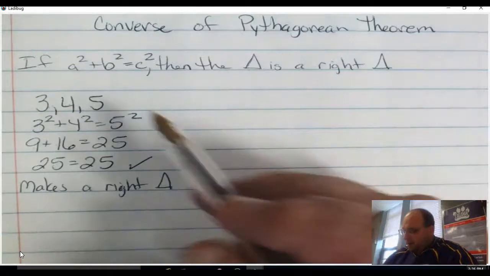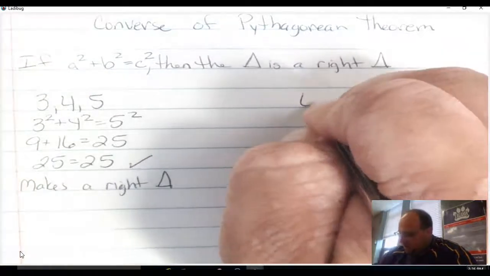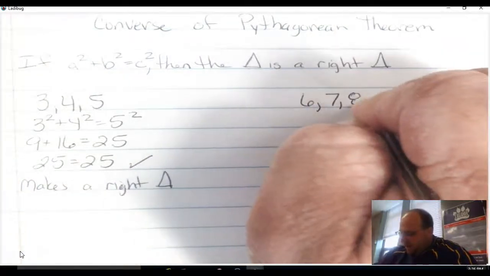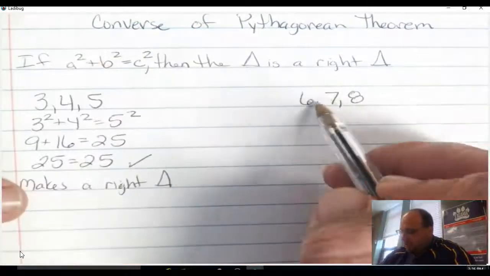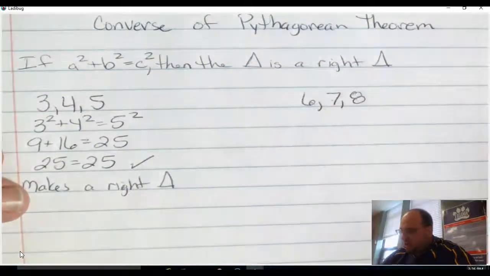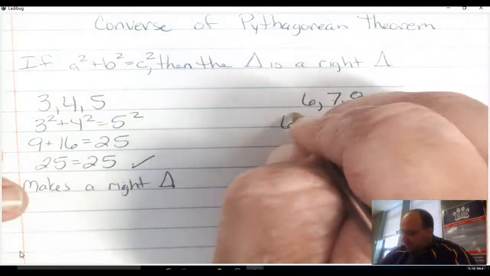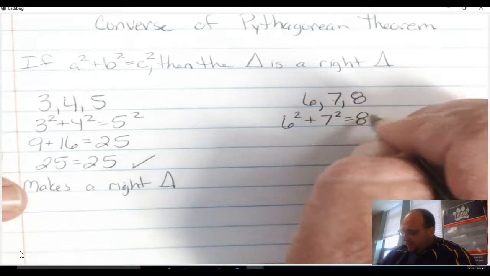All right. Well, I'm going to check it again to see if all 3 consecutive numbers work. So I'm going to try 6, 7, and 8. All right. 6 and 7 are going to be my leg lengths because those are the 2 shortest sides. And 8 is my hypotenuse because that's the longest length. So I'm going to do 6 squared plus 7 squared equals 8 squared.